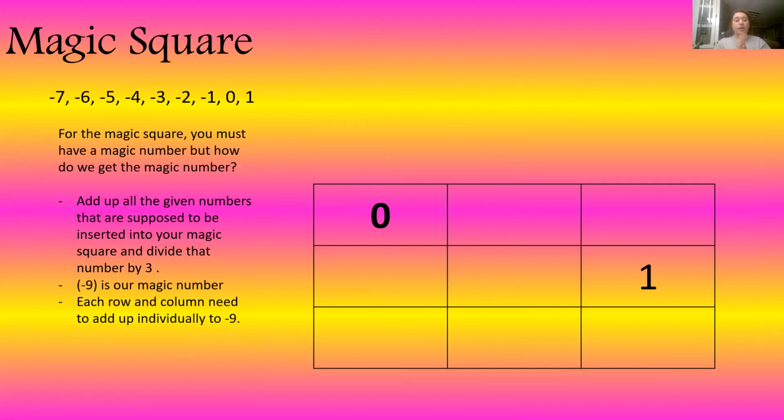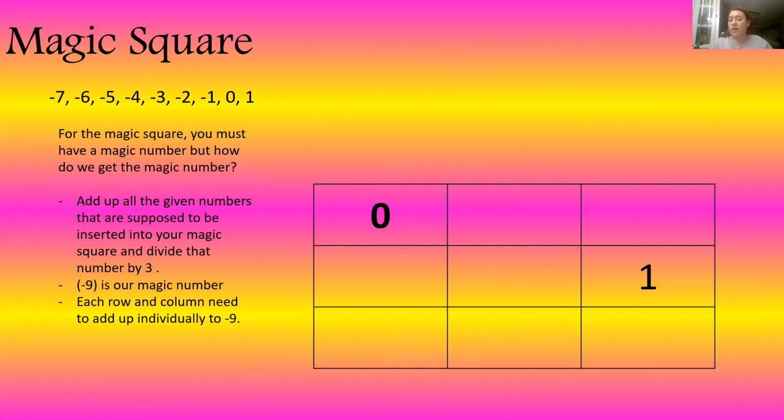our magic square. For the magic square, you must have a magic number, but how do we get the magic number? You add up all the given numbers that are supposed to be inserted into the magic square and divide that number by 3. -9 is your magic number, so each row and column need to add up individually to -9. We're given our list of numbers: -7, -6, -5, -4, -3, -2, -1, 0, and 1. When you add all those numbers together and divide by 3, it'll give you -9.